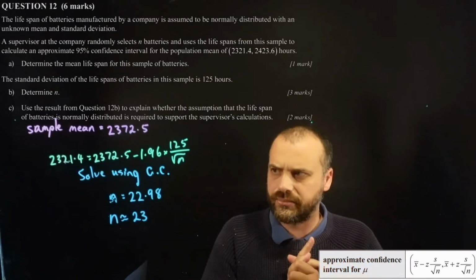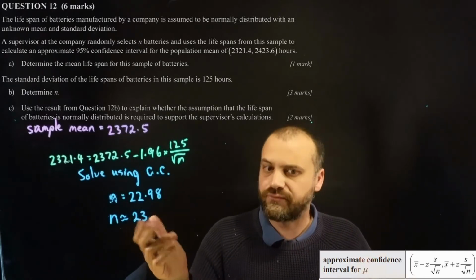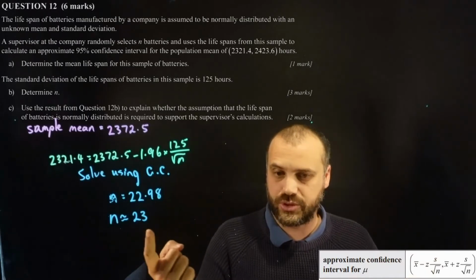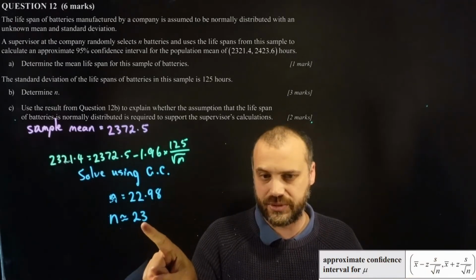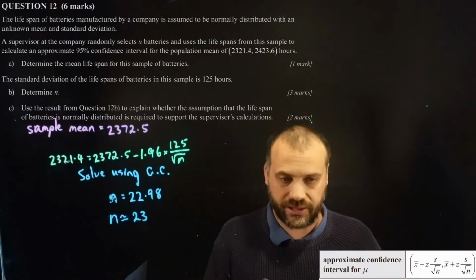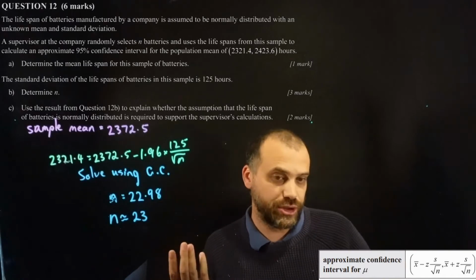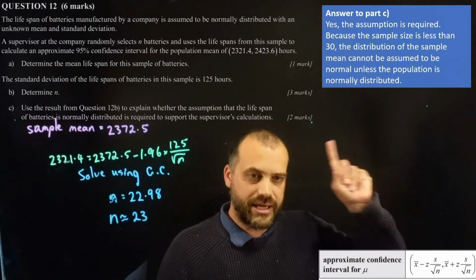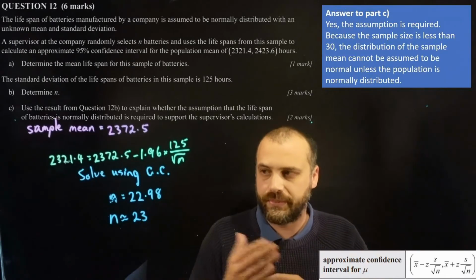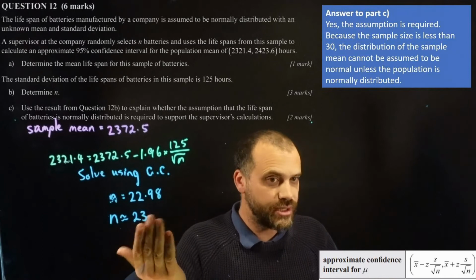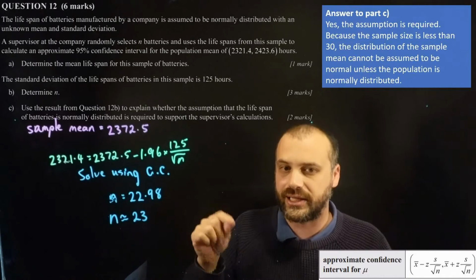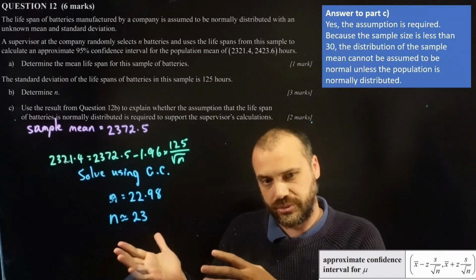Okay? However, for large enough sample sizes. Now, by convention, n equals 23, that's not a large enough sample size. You really want a sample that's larger than 30. Let's look at my pre-prepared solution. Yes, the assumption is required. We have to assume that the population is normally distributed. Because the sample size is less than 30, the distribution of the sample means cannot be assumed to be normal unless the population is also normally distributed.